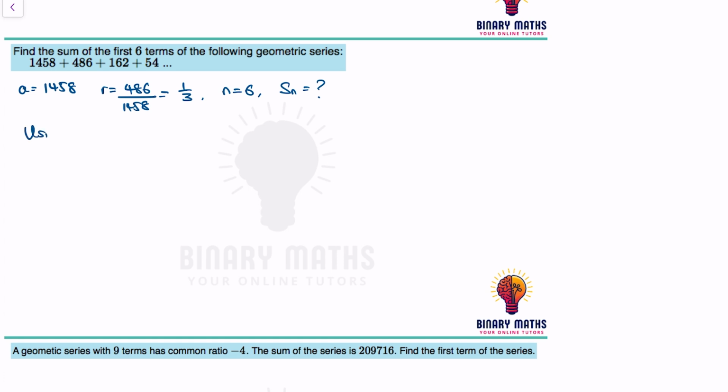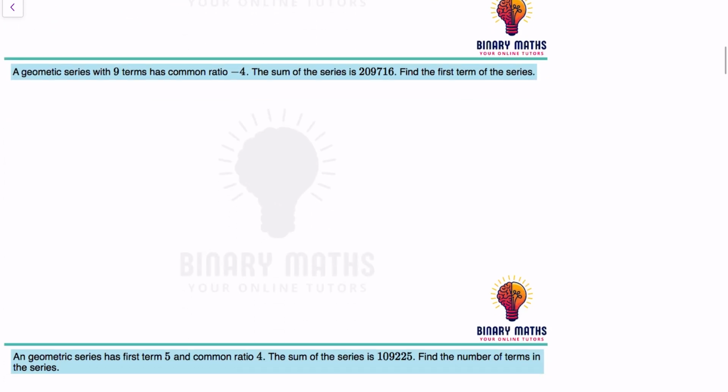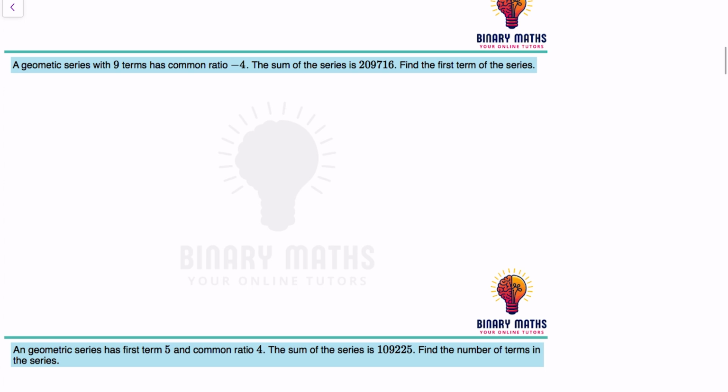So using Sn is equal to a times 1 minus r to the power of n over 1 minus r, S of 6 will be equal to 1458 times 1 minus a third to the power of 6, all over 1 minus a third. So if you put that into your calculator, you get 2184.